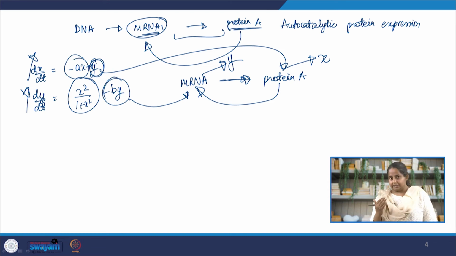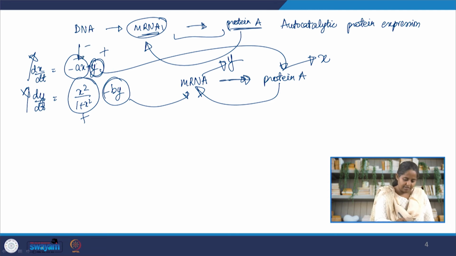Now, if you look at the terms, dx by dt goes up, increases when y increases. So the production of protein increases as the production of mRNA increases, and production of mRNA increases as the production of protein increases. This is the autocatalytic part. The regulatory part, which prevents excessive production of either x and y, are the minus terms. So let's look at the minus terms. dx by dt is equal to minus ax.